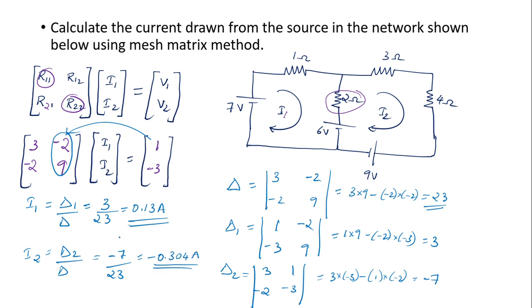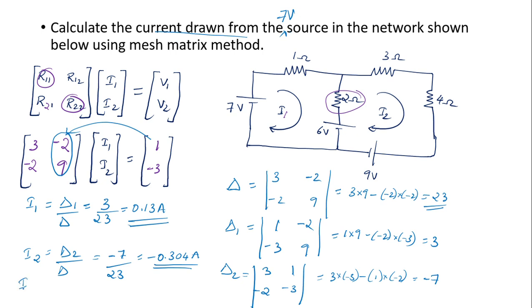So this is a very easy method to find out the mesh current. You have to simply write down the mesh matrix equation, then you can use Cramer's rule and find out the values. And what have they asked in the problem? You have to find out the current drawn from the source. The problem is incomplete, it is the current drawn from the 7 volt source.